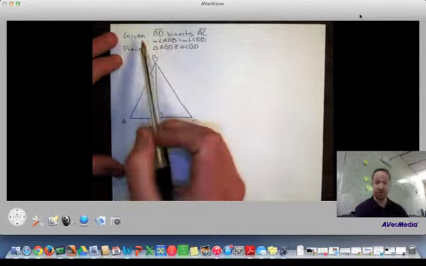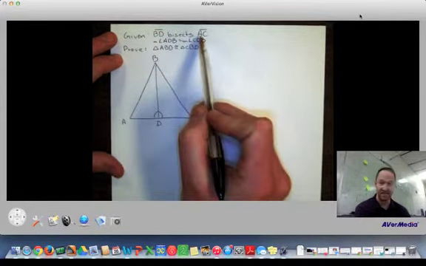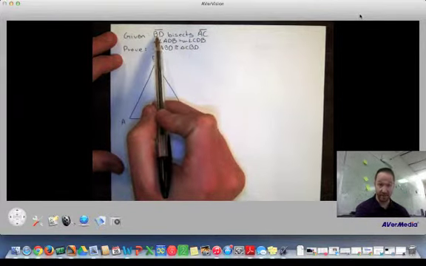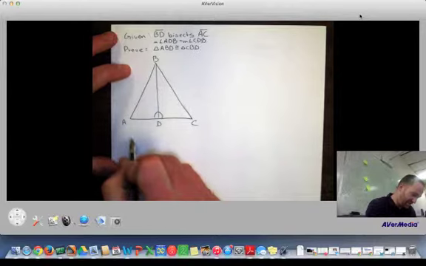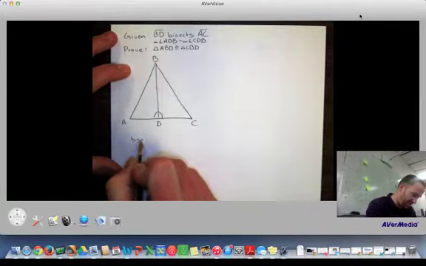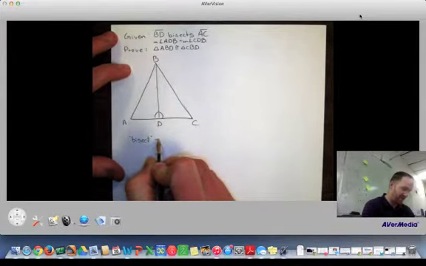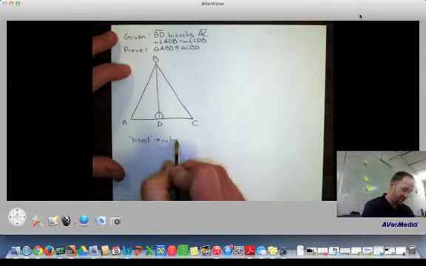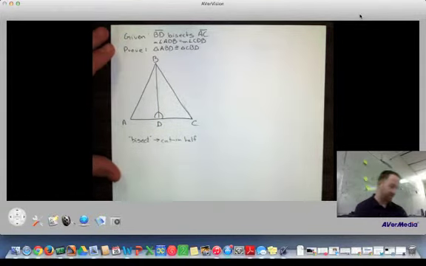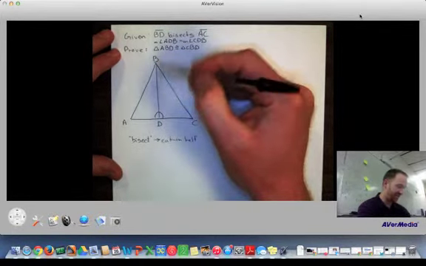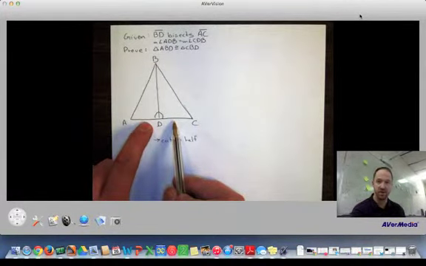So there's some information that we're given here. We're given that BD bisects AC. So this segment BD bisects segment AC. Now, bisect is not a word that we have seen before, but that word bisect means cut in half. So BD bisects or cuts in half AC. That means these two segments right here are the same.